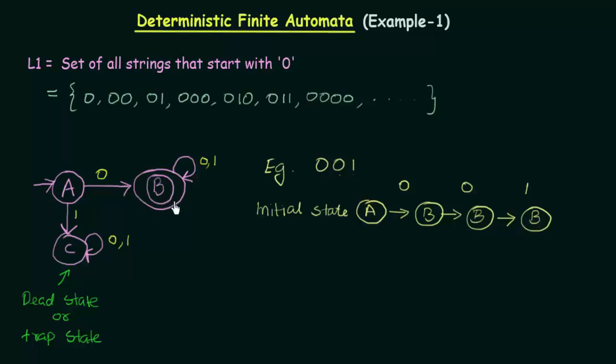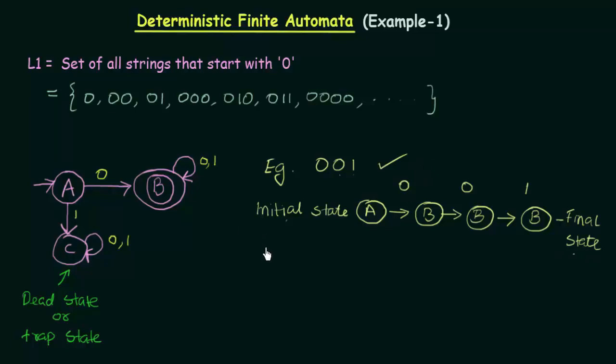And B, is it the final state? Yes, it is the final state. B is the final state. So since B is the final state, this string should be accepted. Why? It could start from the initial state and it reached the final state. Since it could reach the final state, this is accepted.